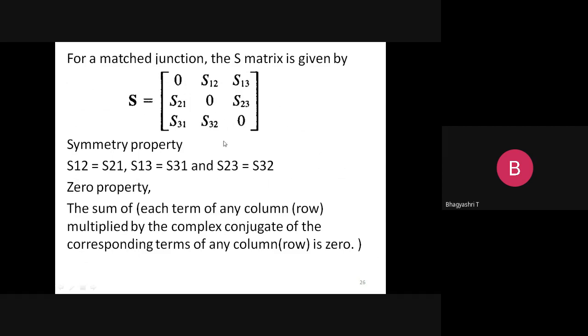Then if the ports have symmetry, in the symmetry property we can directly use what we learned in signals and systems. What is the symmetry property? That S12 is equal to S21, S13 is equal to S31, S23 is equal to S32. Or the zero property. What is the zero property? The sum of the products of each term of any column or row multiplied by the complex conjugate of the corresponding terms of any other column or row is zero. So we are using here the symmetry property and the zero property.